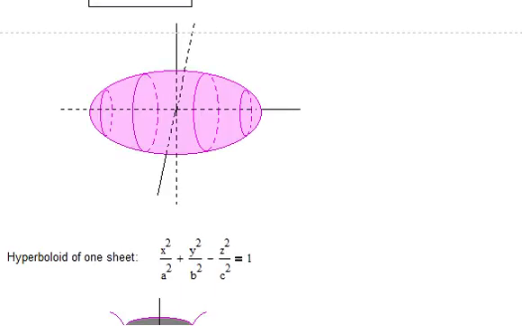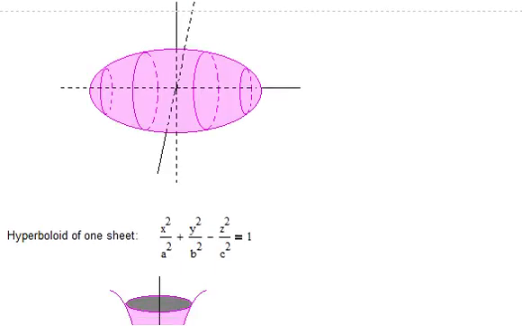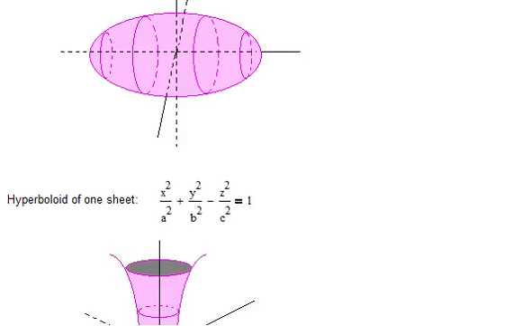So now here's another one, a hyperboloid of 1 sheet, and I think you'll see why it's a hyperboloid of 1 sheet when we look at it.